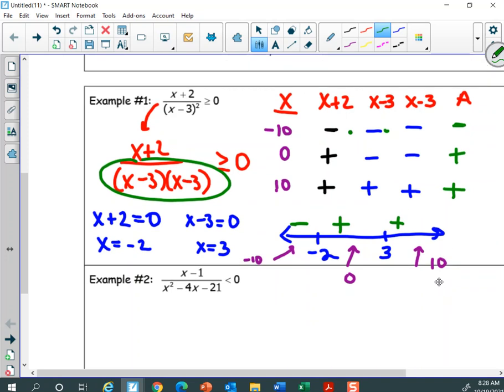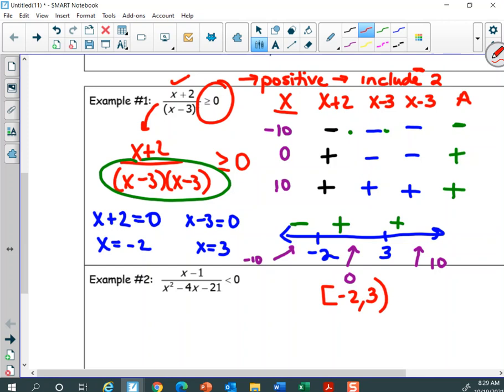Once we're all done with all this work, it's all for nothing if we don't answer correctly. So greater than 0 means I'm going for positive sections, and I should include the -2 because it comes from the numerator, not the 3. We never include the denominator stuff. So how about -2 to 3, and then 3 to infinity.